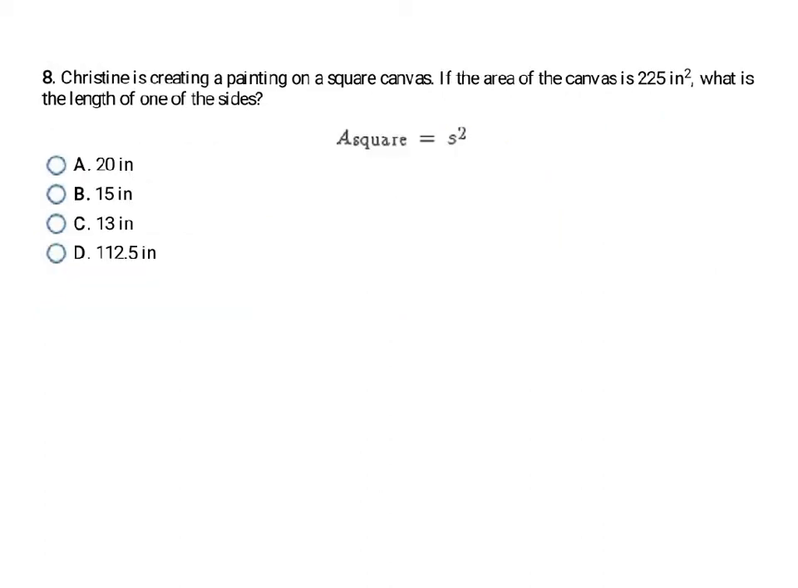So here it tells us that Christine is painting a square canvas and that the area of the square canvas is 225 inches squared. And it wants to know, what is the length of one of the sides? So it tells us that to find the area of the square, you take the side and square it. And so what that means is I have to look at these choices here and see which one of these, if I multiply it times itself, gives me 225.